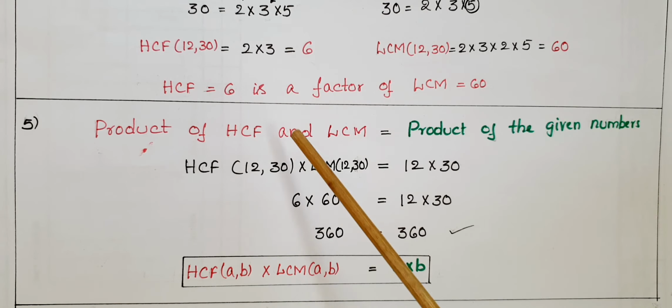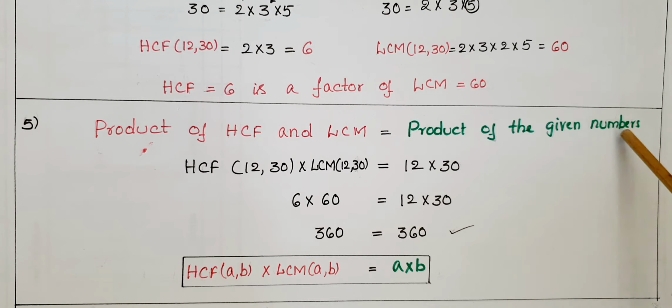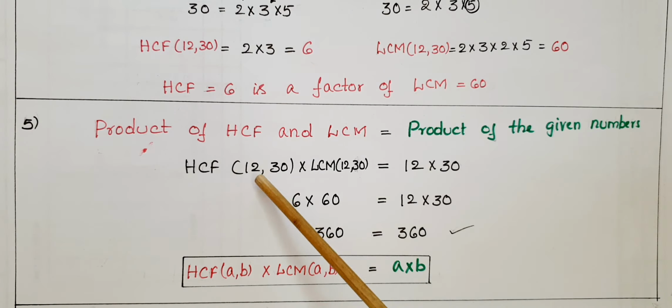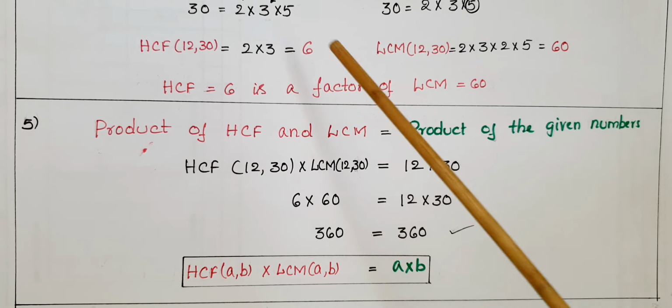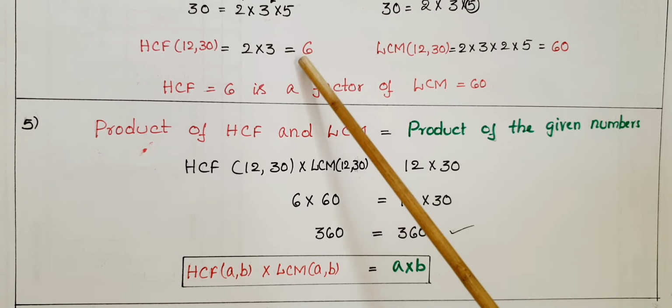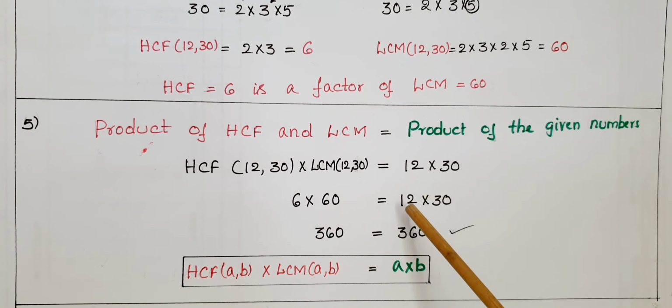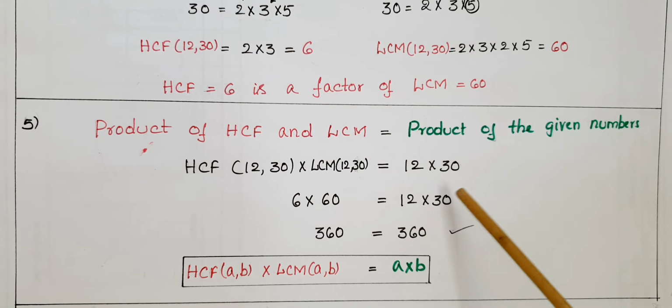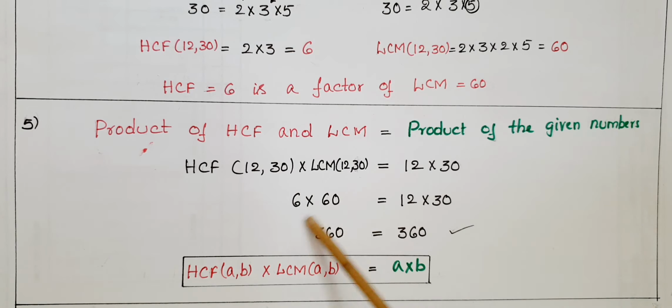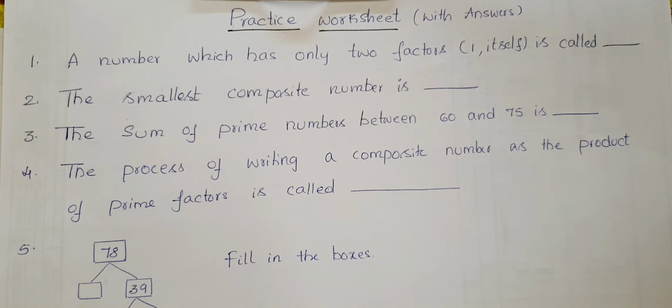Next one, the product of HCF and LCM is equal to the product of the given numbers. For example, if you take HCF of 12 and 30 into LCM of 12 and 30, just now we have calculated these values. So here HCF is 6 and LCM is equal to 60. The numbers are 12 and 30. So 12 into 30 is equal to 360. Here 6 into 60 is 360 and 12 into 30 is 360. So these two values are equal. Therefore HCF of A, B into LCM of A, B, for two given numbers, is equal to the product of the given numbers, that is A into B. So please do this practice worksheet.